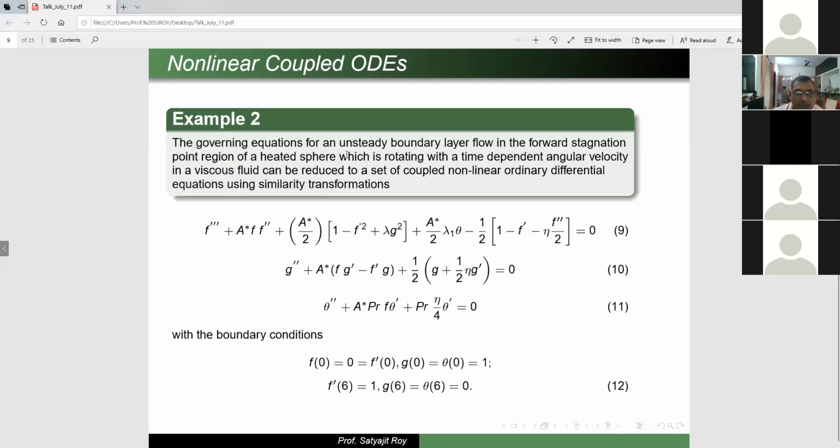So this is one problem, it comes like this finally. This is 1, 2, 3 ODE, F, G, all coupled. One is velocity, another is velocity in the other direction because it is a sphere. So it is axisymmetric flow, 2 directions are there. And this is the temperature equation, Prandtl number, all you can see. So this is the nonlinear equation. This is the boundary condition. Eta infinity you have taken as 6.